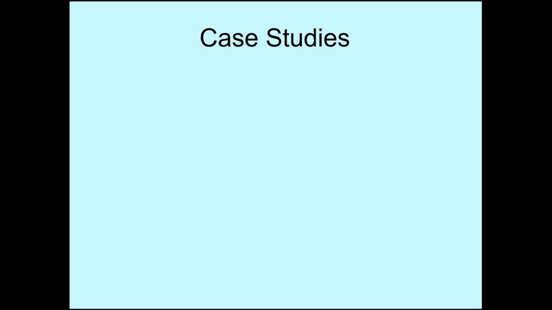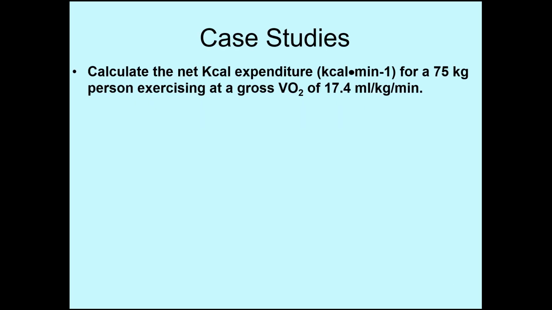All right, so we're going to go through a few more practice problems here. And then I'll give you some to practice on your own. So we'll look at these case studies. Calculate the net caloric expenditure for a 75 kilogram person exercising at a gross VO2 of 17.4. So if we have that gross VO2 of 17.4 and we want to get their net kcal, the first thing we want to do is get this VO2 into net units.